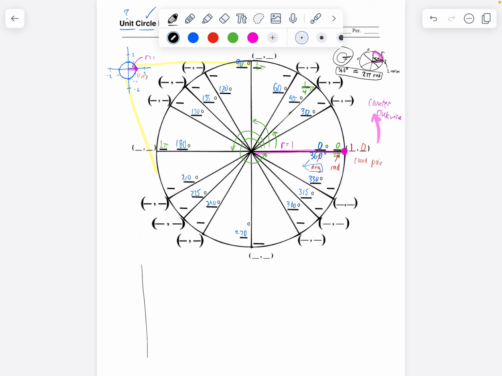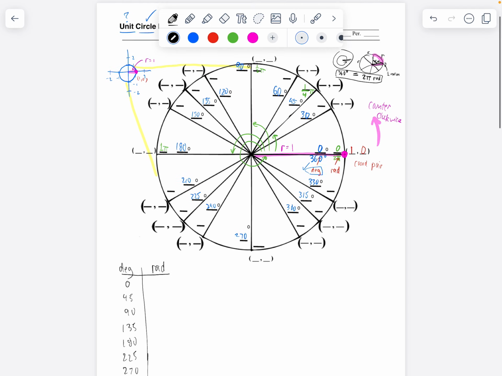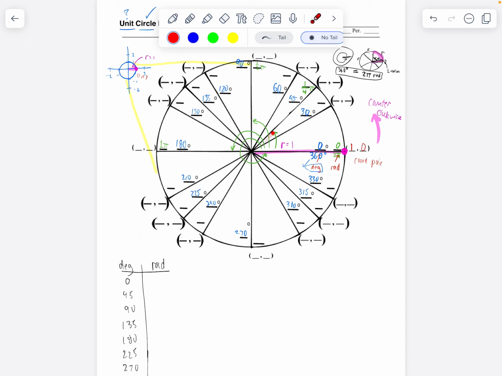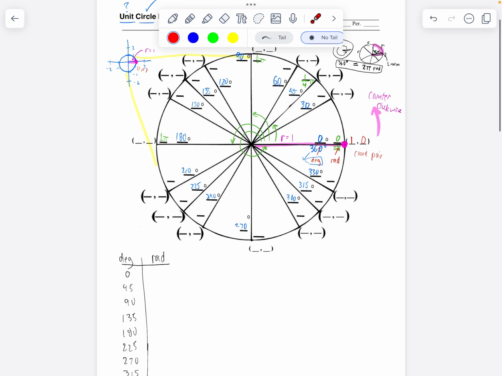Okay, so I'm going to do a degree to radian conversion. So I have 0, and we said 45, 90, and I'm going to just keep going. 135, 180, 225, 270, 315, and 360. So what I basically did was I took all the middle values every 45 degrees, 0, 45, 90, 135, 180, and so on. And I just wrote it on this chart. This will help me figure out what all the radian angles are.